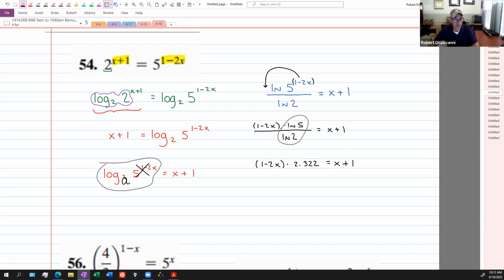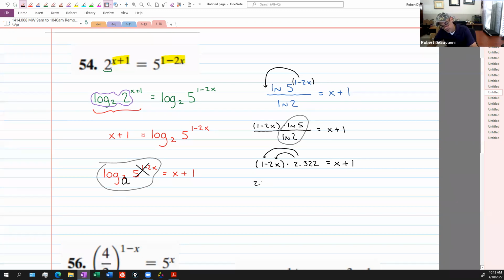Questions? I realized we jumped pretty quickly into something weird. This is a linear equation. You can just distribute this number through the parentheses now.